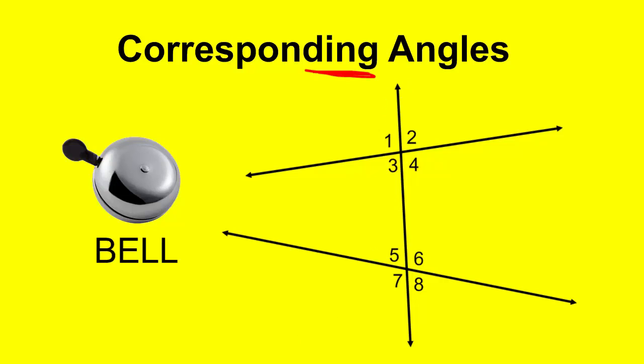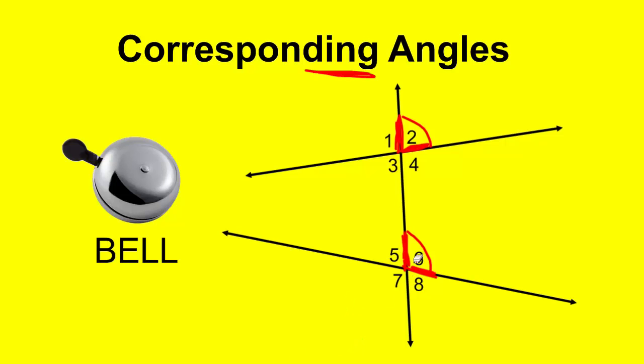Now, if I want to identify those corresponding angles, I remember this little story I created in my head, where the corresponding ding is the noise of a bell, bell has two L's, and I look for the L's in this picture. If I look at this angle here, this looks like the letter L. And this angle here also looks like the letter L. Since both of these are my L's, I know that these are my corresponding angles.